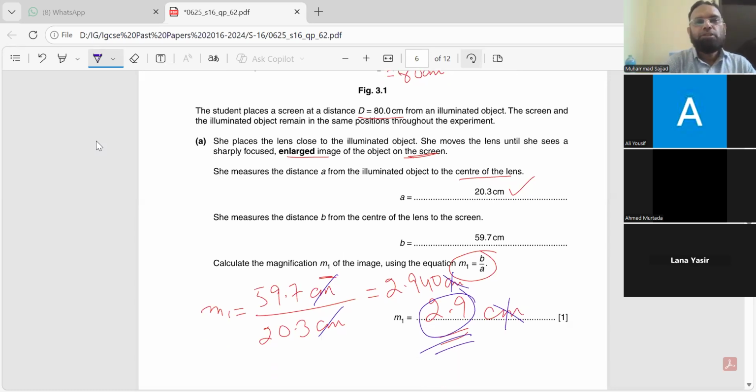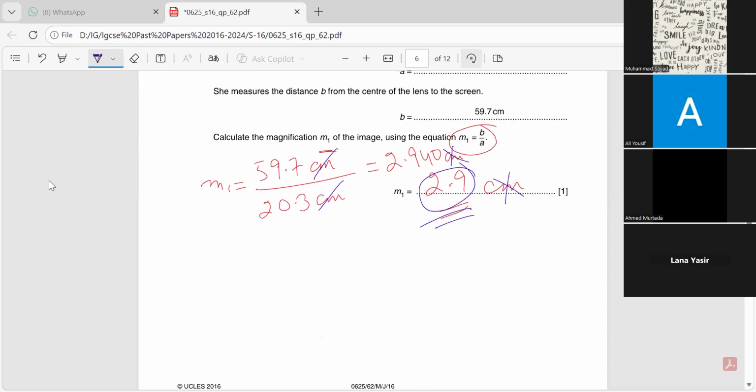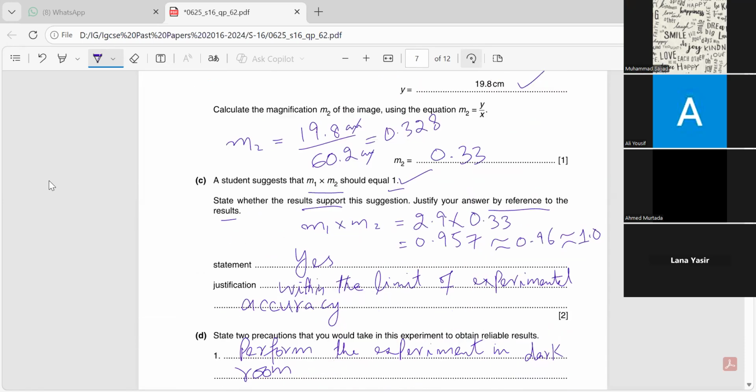Then she places the lens close to the illuminated object where I'm reading. You may be thinking, sir, what are you reading? Close to the illuminated object. She moves the lens. So here it is mentioned in the question what we have to move. We will not be moving the lens, because the screen position and the object position are both fixed. Okay, so move the lens forward and backward slowly to get the sharp or focused image.